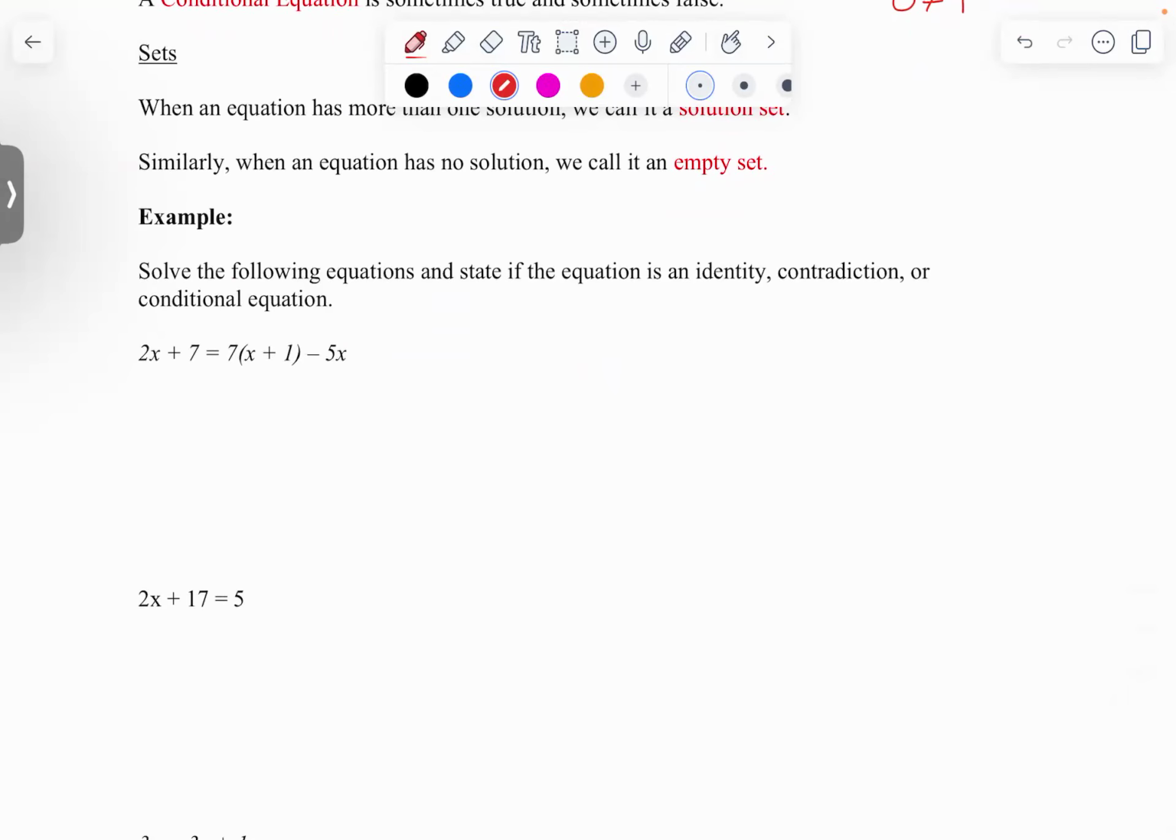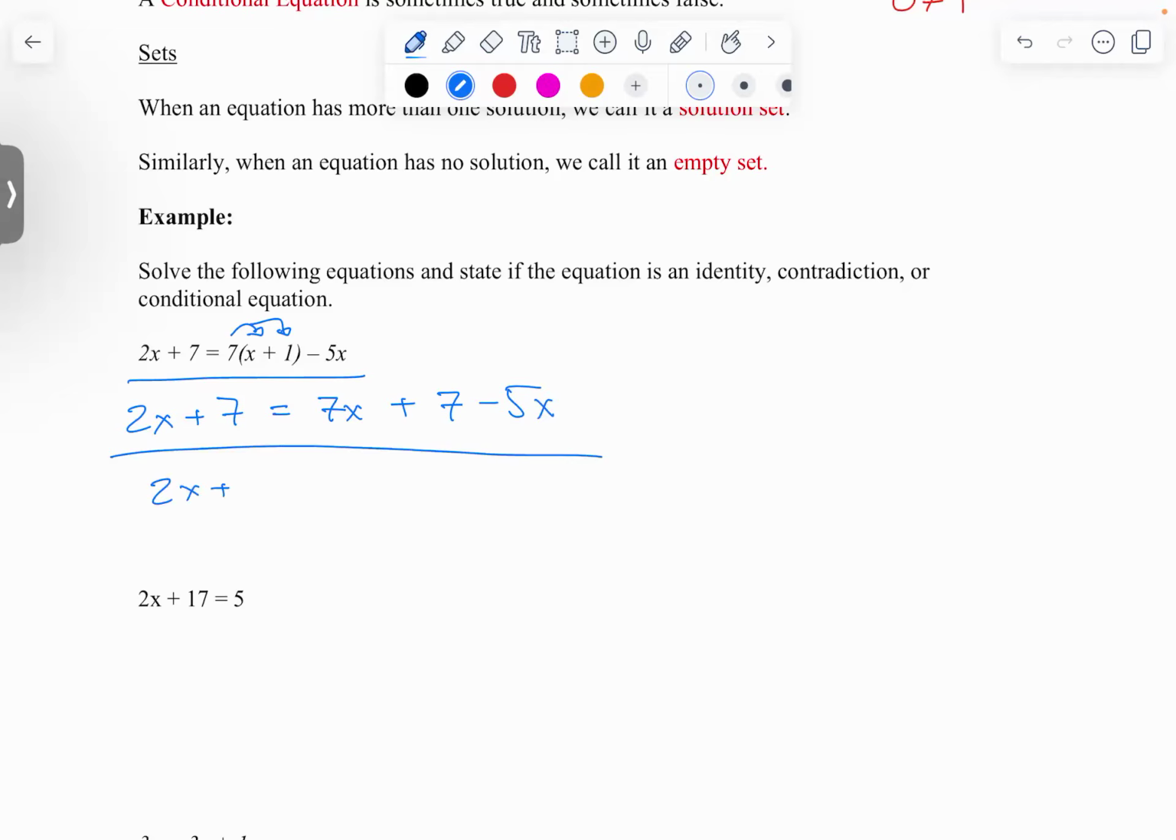So when we go to solve this, I want to solve these equations and state if it's an identity, contradiction, or a conditional. So start like we always do. Rainbow. So on the left side, 2x plus 7. On the right side, I have 7x plus 7 minus 5x. Combine like terms. 2x plus 7.